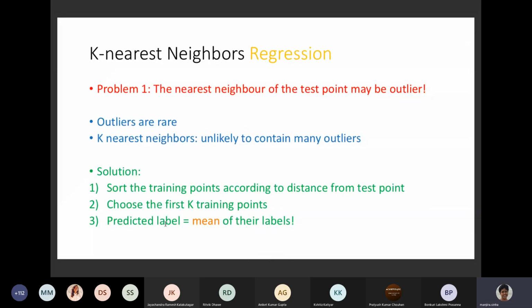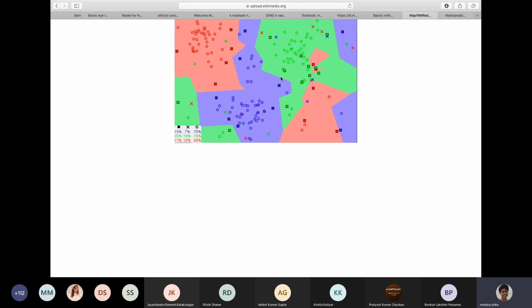Now there are some other concerns as well. So how do we choose k? From this picture, we can see that if we choose k as 1, then the chances that we pick up a wrong label, because my nearest training data point is an outlier, is very high in most cases.